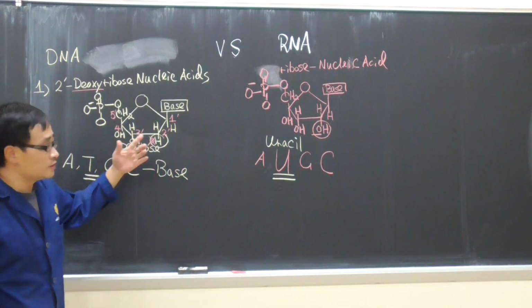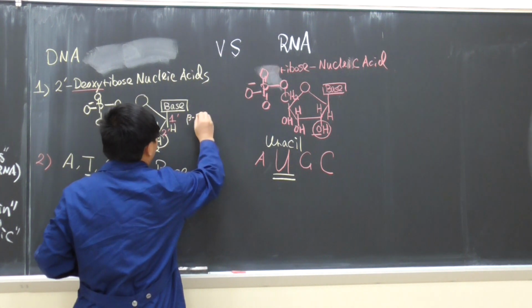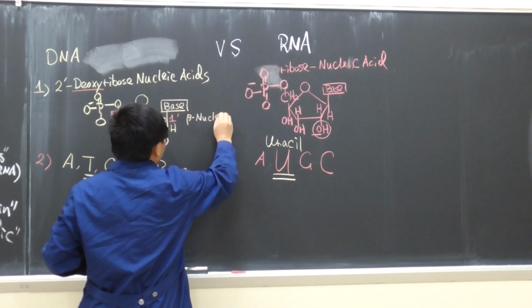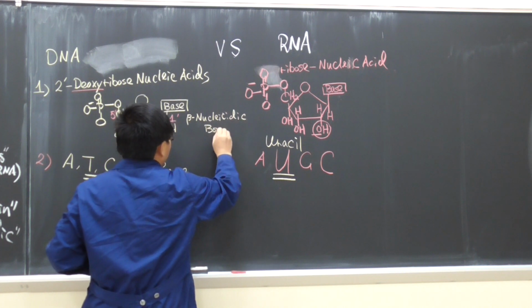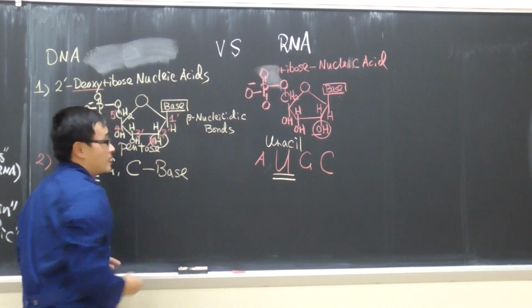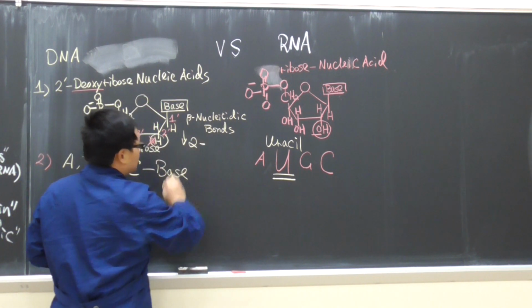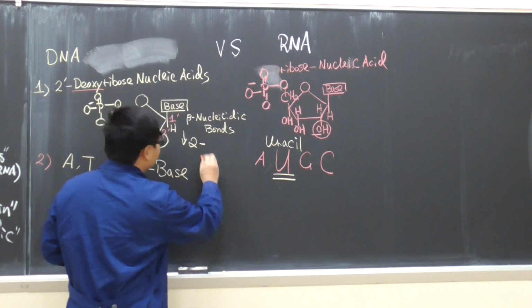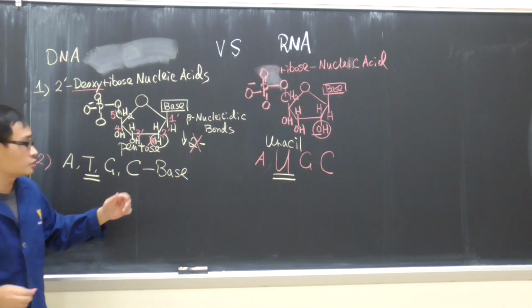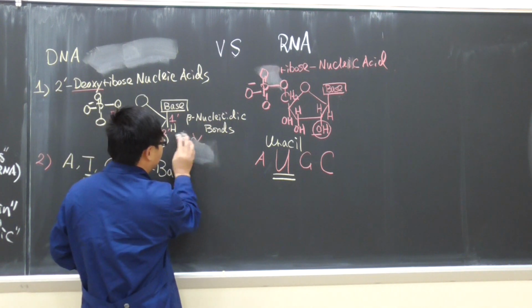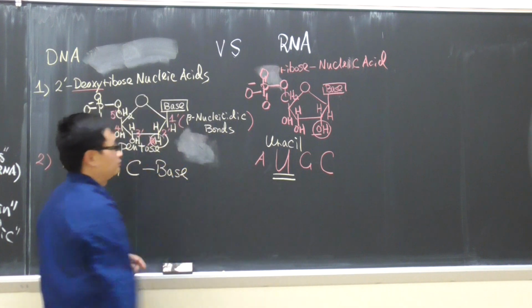Now, by the way, if you look at the detail of the structure, this is what we call a beta nucleosidic bond, which goes up. If something goes down, we call it alpha. However, alpha does not exist in the natural environment, so we do not mention this one at all. Therefore, we skip these details.